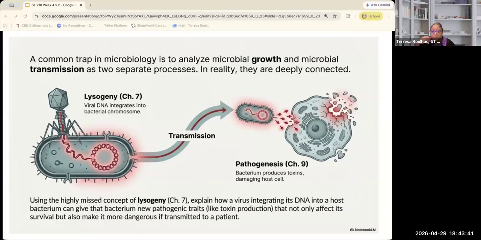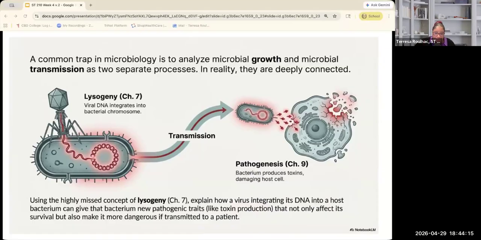So let's think about this for a second. If viral DNA becomes part of a bacterium's chromosome, does the DNA disappear when the bacterium divides? No, it's copied and passed on. That means something very important. The bacterium does not just survive, now it's inheriting new traits.